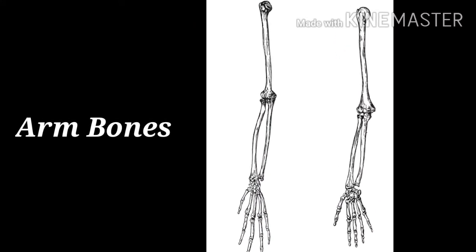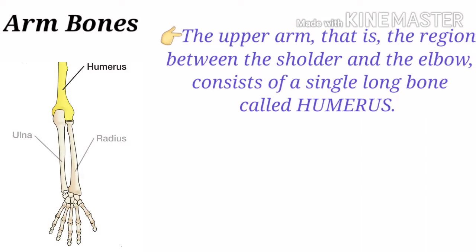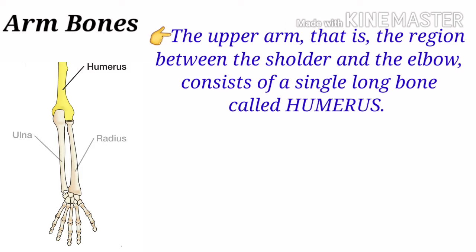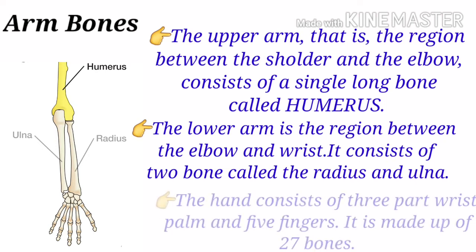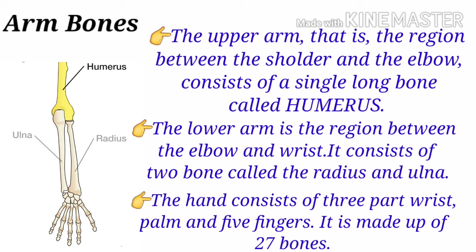Arm bones. The upper arm, that is the region between the shoulder and the elbow, consists of a single long bone called the humerus. The lower arm is the region between the elbow and wrist. It consists of two bones called the radius and ulna. The hand consists of three parts: wrist, palm and 5 fingers. It is made up of 27 bones.